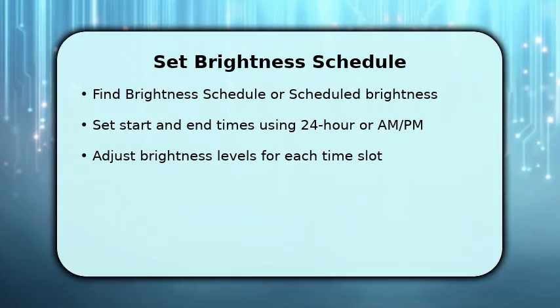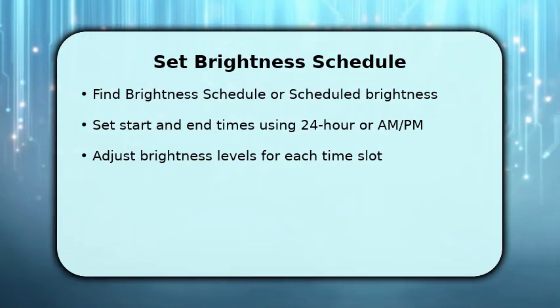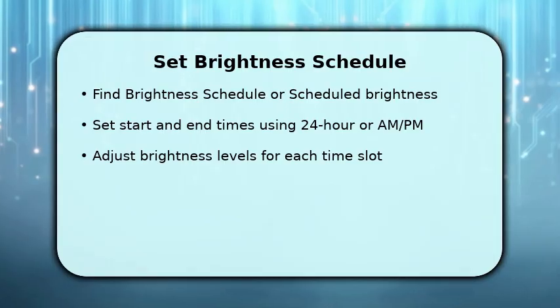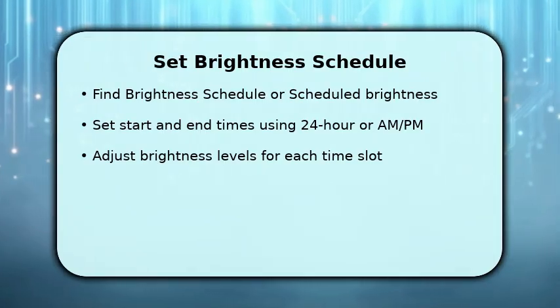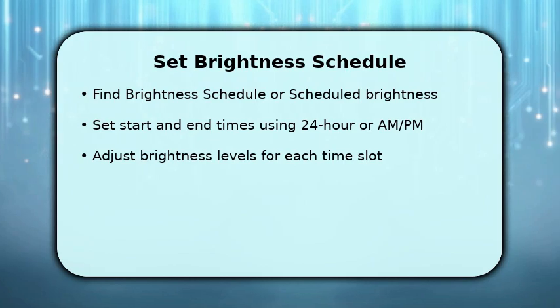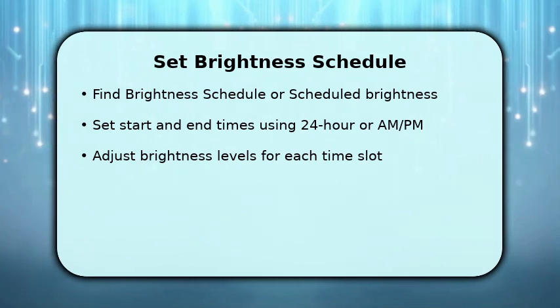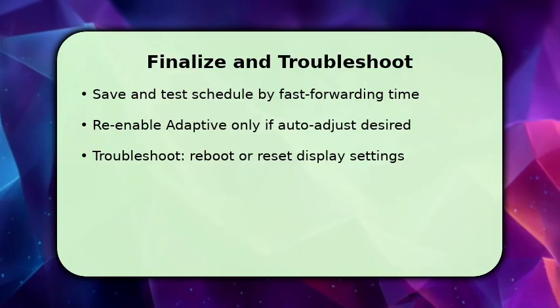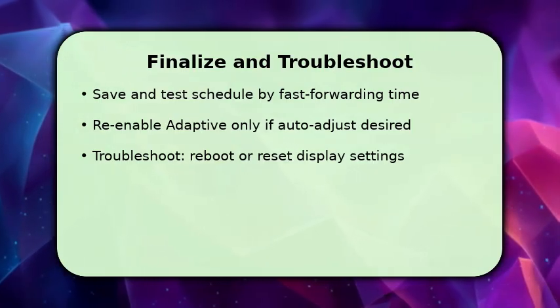Once done, enable the schedule toggle and let the phone save. This ensures the system applies the chosen levels at the specified times. Finish by saving the schedule and testing it. You can temporarily change your phone time to confirm the brightness shifts at the right moments.